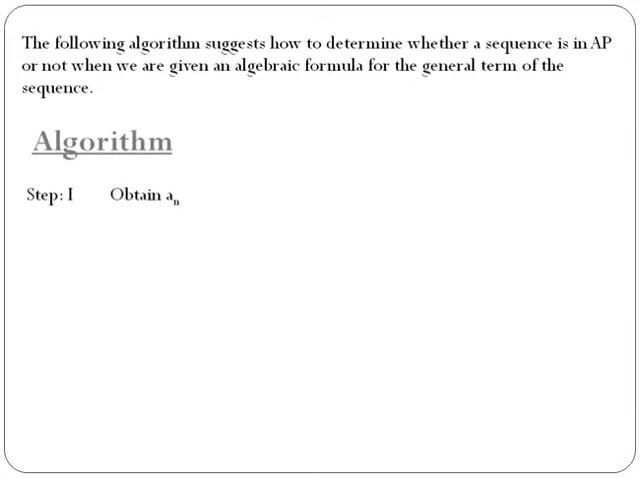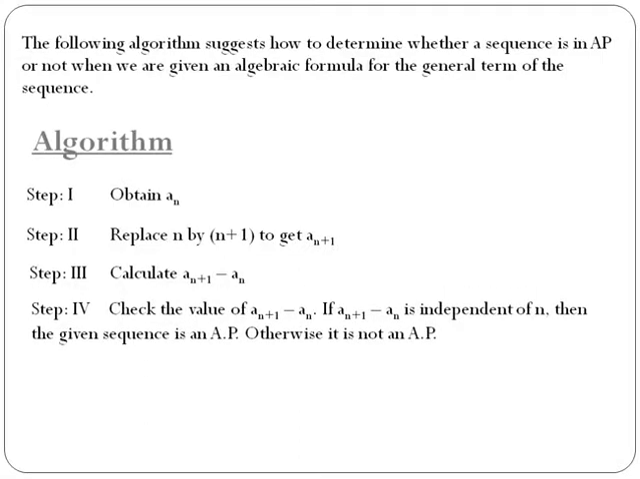Step 1. To obtain an, that is the nth term of the AP. Step 2 is to replace n by n plus 1 to get the n plus 1th term of the AP, that is an plus 1. Step 3 is to calculate an plus 1 minus an. Step 4 is to check the value of an plus 1 minus an. If an plus 1 minus an is independent of n, then the given sequence is an AP. Otherwise, it is not an AP.